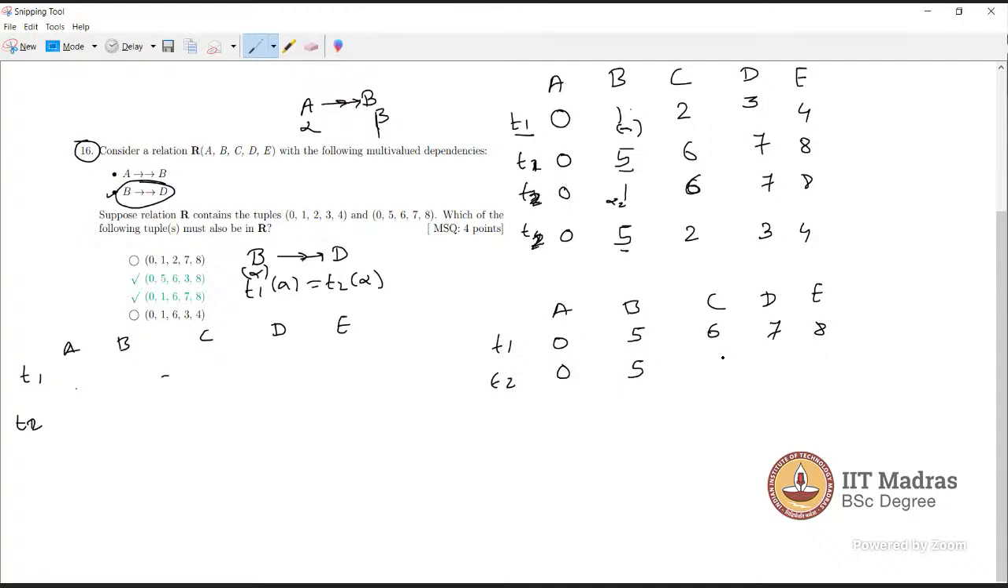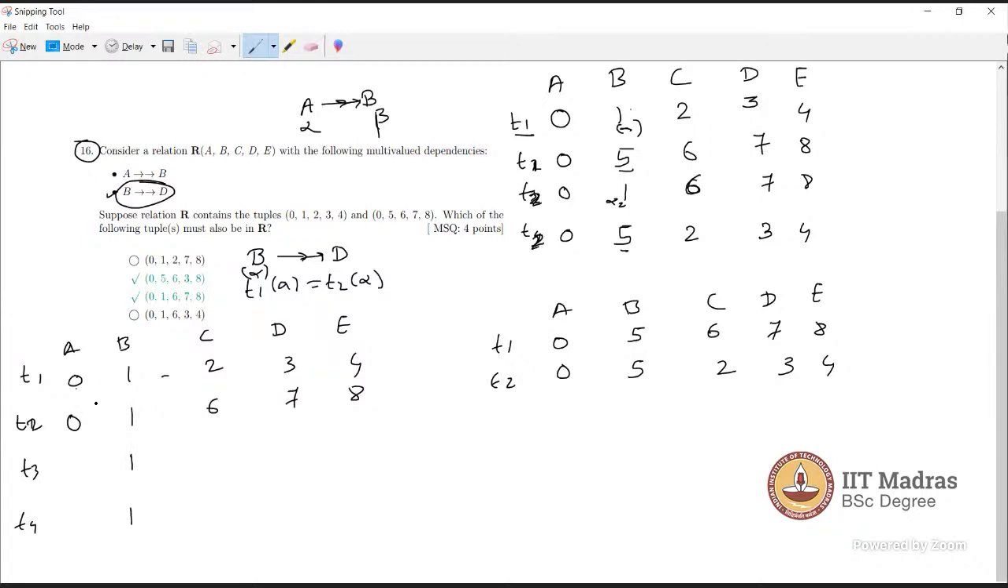2, 5. Yes, sir. In 3, one you are taking T1 and T3, and one you are taking T2 and T4. Okay. 2, 3, 4. Here 0, 1, 6, 7, 8. Now apply those conditions here. That is T3, T4, sorry. So here alpha must be same, right? Alpha is B. So that is 1, 1.